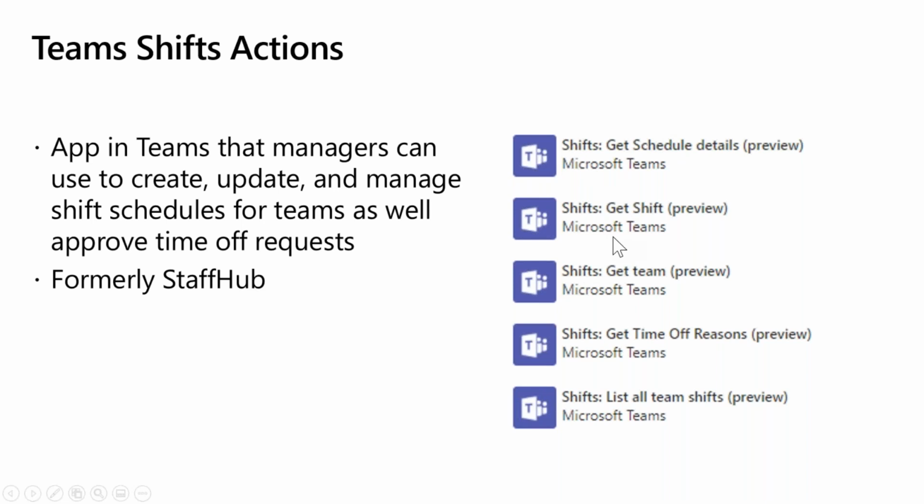So you can see here that you can get some details which could then kind of automate your reporting. So list all of the team shifts, get time off reasons, get the shift, get schedule details. Maybe you need to put together a report in Excel, or you need to do something with this information. Put it in a Power BI report to see what are the time off reasons, how are those breaking down. Power Automate can act as the glue that's moving that content out of Shifts into another application.